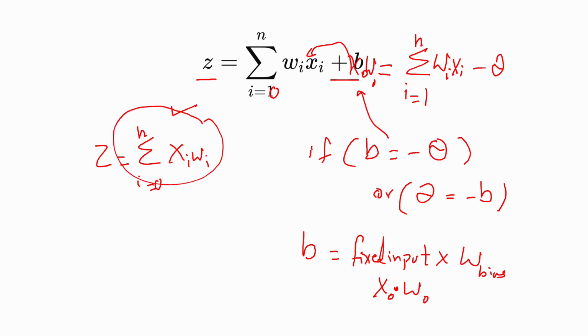I hope it clarifies how these two equations are similar, and how that theta pre-activation value is similar to this one.